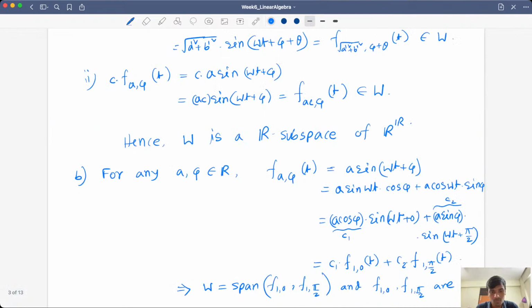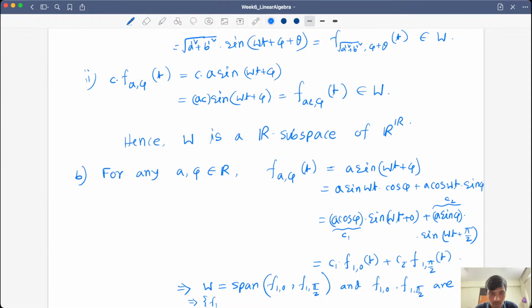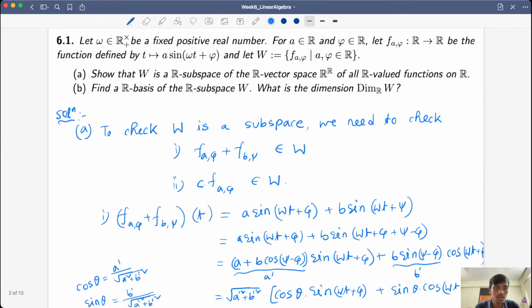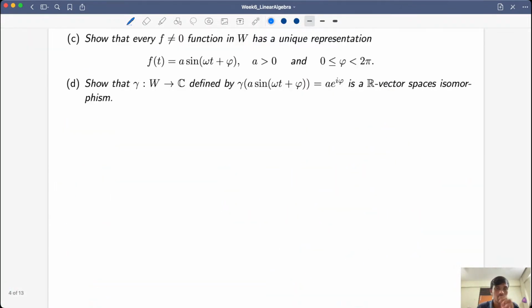So this implies f of (1, 0), f of (1, pi by 2) is an R basis, and the dimension of W over R is 2. Fine. So is there any question here? No, sir. Okay, thank you. So then let's go to the next one, the remaining two parts of this.